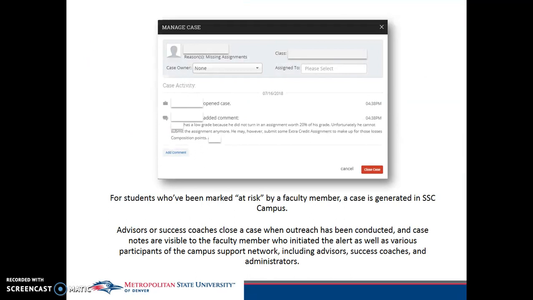For students who've been marked at risk by a faculty member, a case is generated in SSC Campus. Advisors or success coaches close a case when outreach has been conducted, and case notes are visible to the faculty member who initiated the alert, as well as various participants of the campus support network, including advisors, success coaches, and administrators.